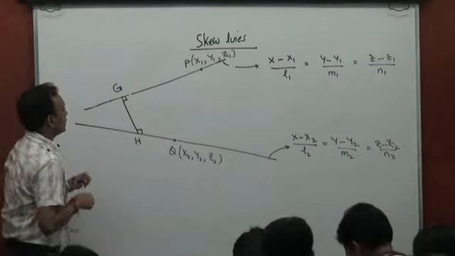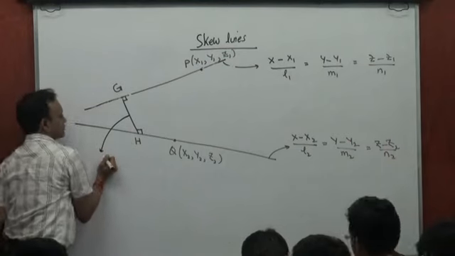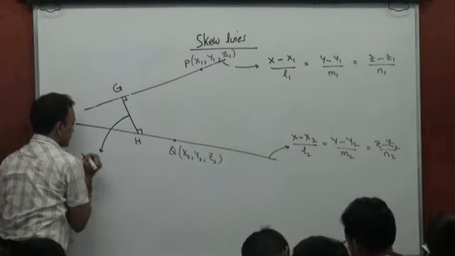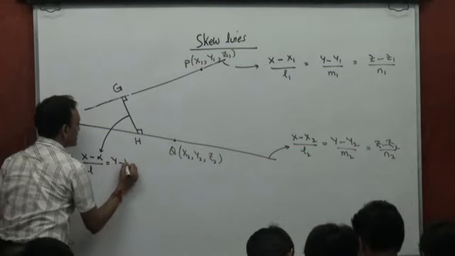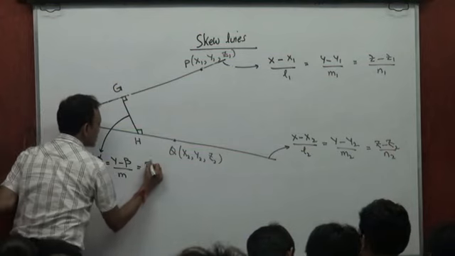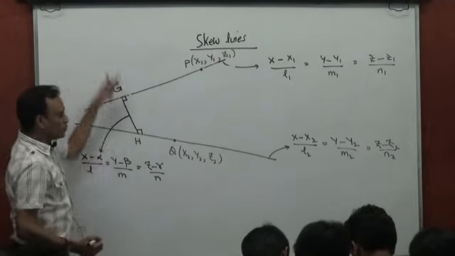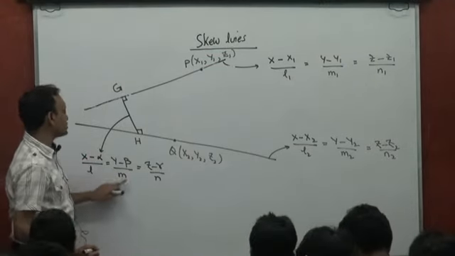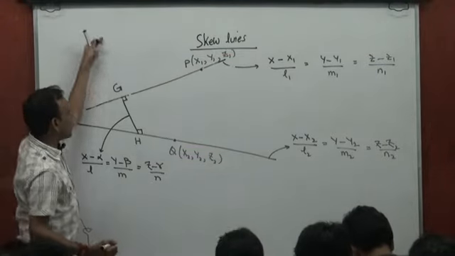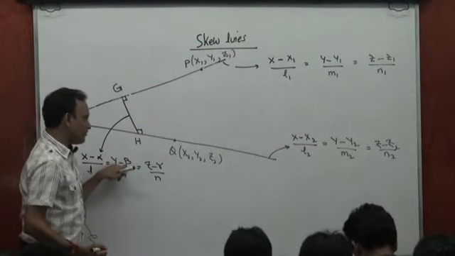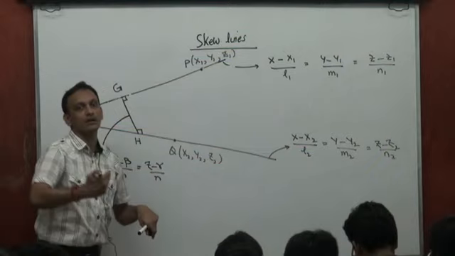Now, let's say this GH, the segment of shortest distance, is part of a line which is, say, (x minus alpha)/L = (y minus beta)/m = (z minus gamma)/n. That means this line of which GH is a part passes through a point (alpha, beta, gamma) and is parallel to the vector Li plus Mj plus Nk. Yes or no?